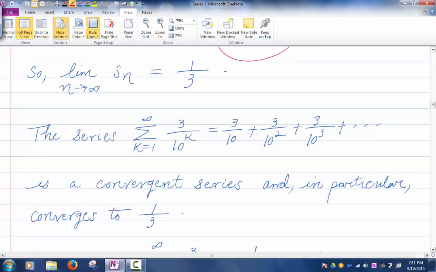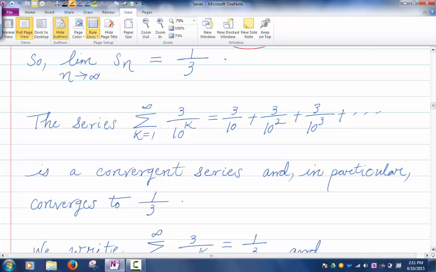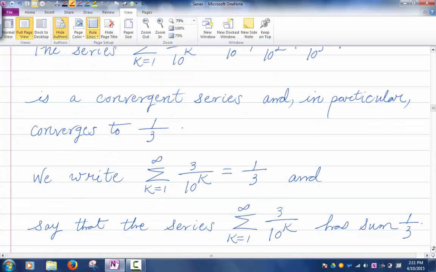Okay. So in this case, we say that the series summation k going from 1 to infinity of 3 over 10 to the k is a convergent series, and we will say that it converges to 1/3, or we can say that 1/3 is the sum of the series. Okay. We write the series is equal to 1/3.